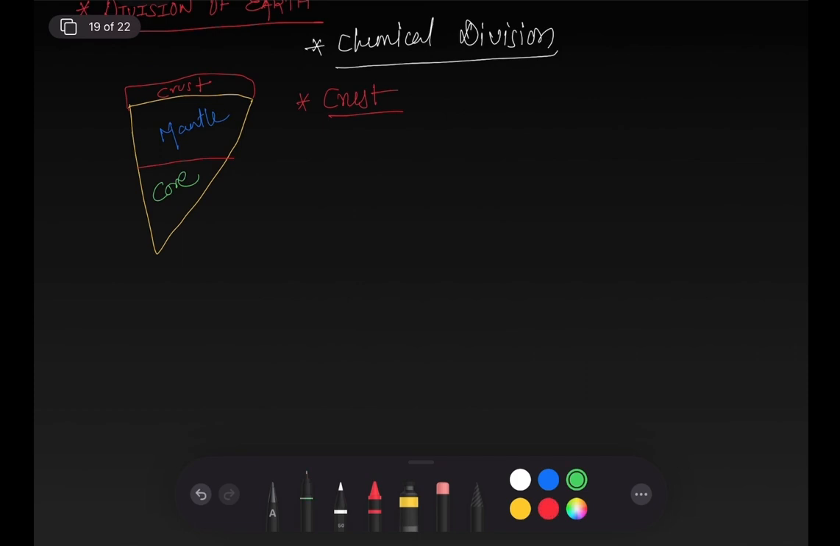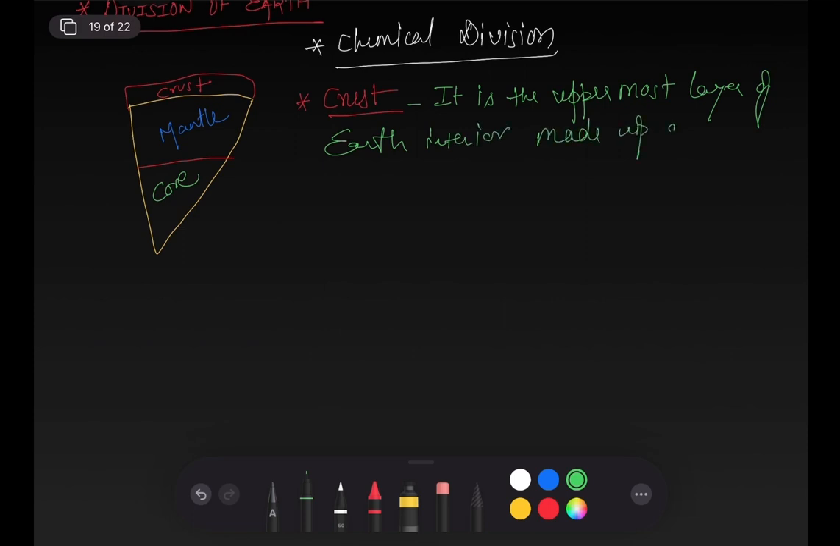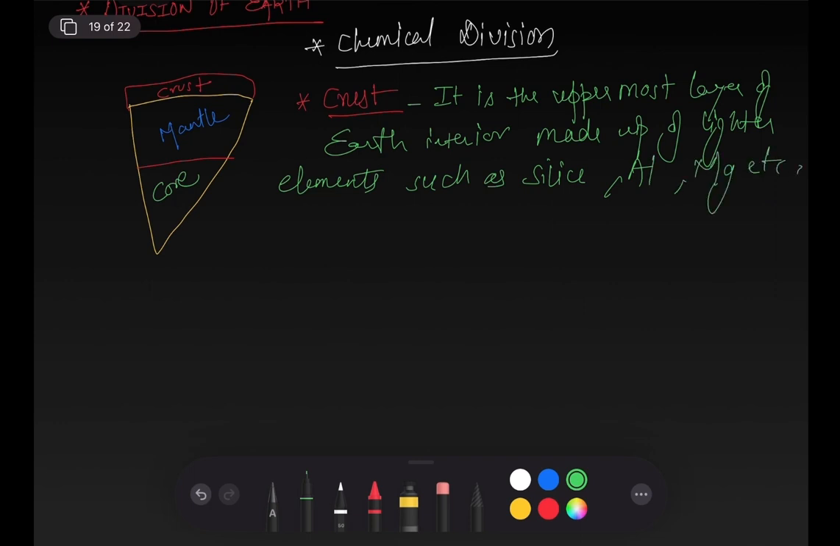Crust, we can define it by saying that it is the uppermost layer of the earth's interior, made up of lighter elements such as silica, magnesium, etc. Crust is made up of two: first, continental crust; second, oceanic crust.